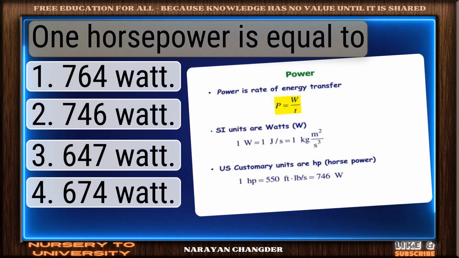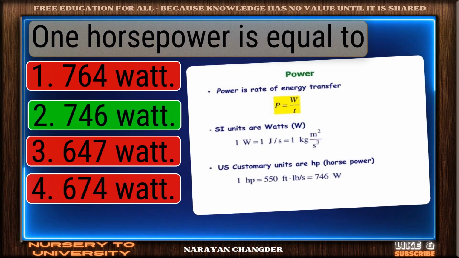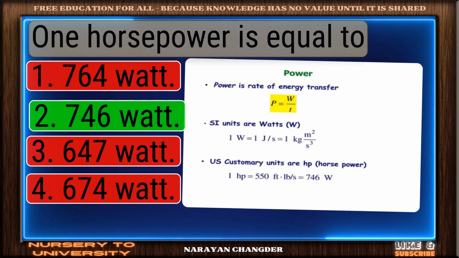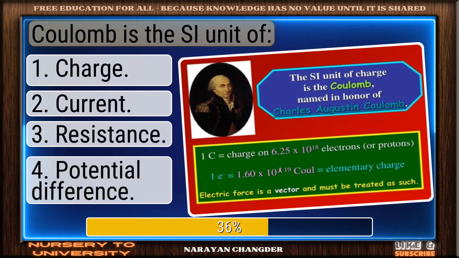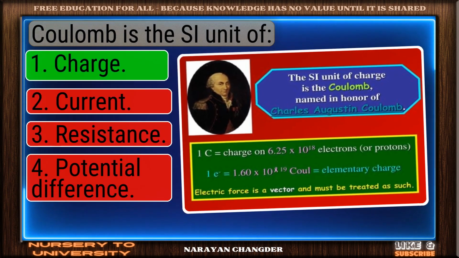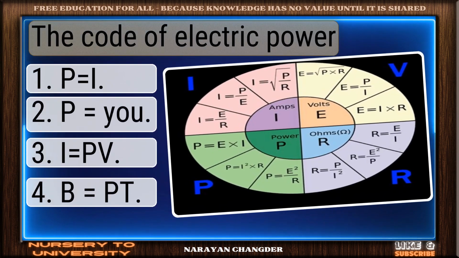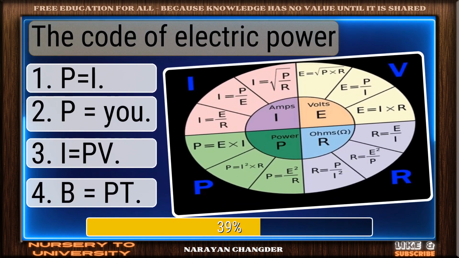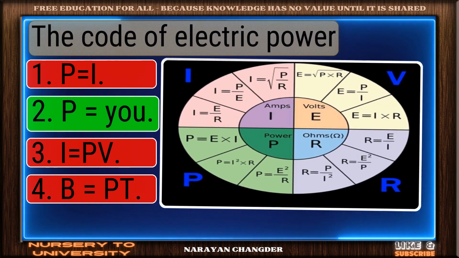1 horsepower is equal to... Smart move. 746 watt is the accurate answer. Coulomb is the SI unit of... Well reasoned. Charge is correct. The formula of electric power. Correct. P equals V I is spot on.